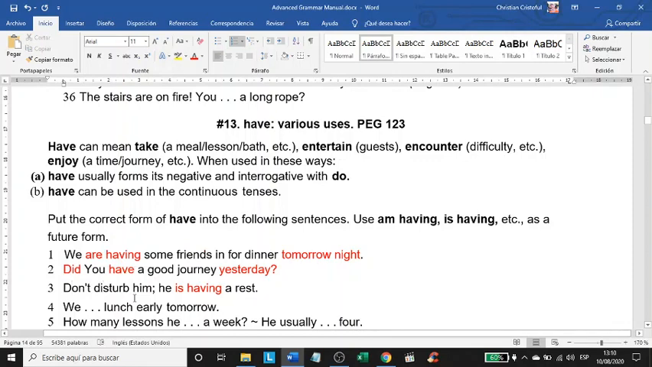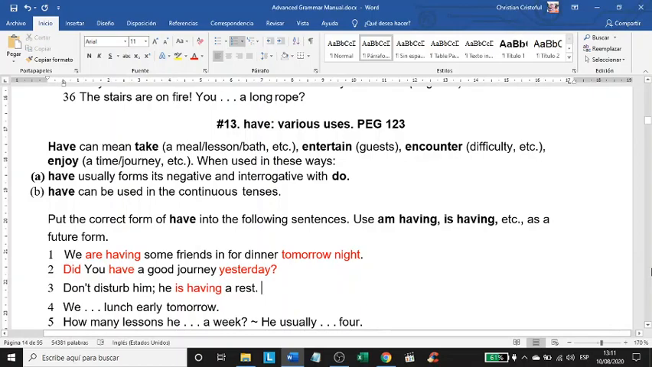And number three, don't disturb him. He rests. I cannot write he has rest because it means frequently. It means a daily routine, but resting is not a daily routine in this case because the context says don't disturb him now, in this moment. So he is having a rest. In this precise moment, we use present continuous, then, for expressing in this precise moment or a future event.